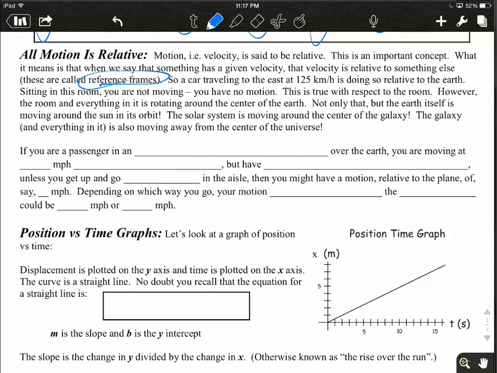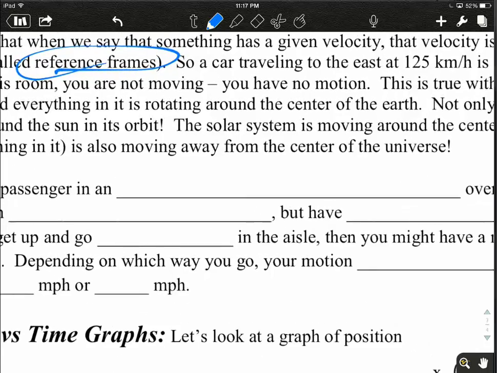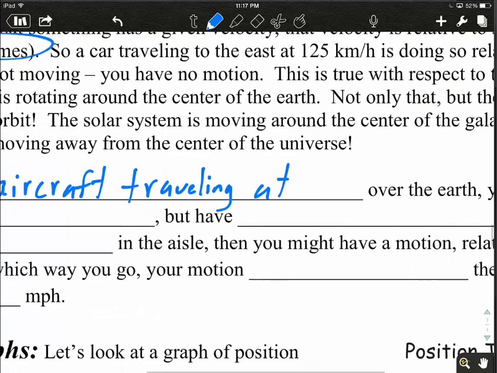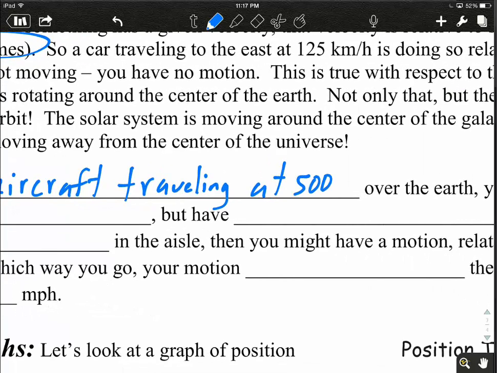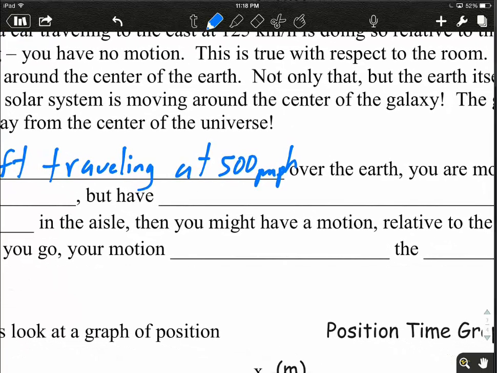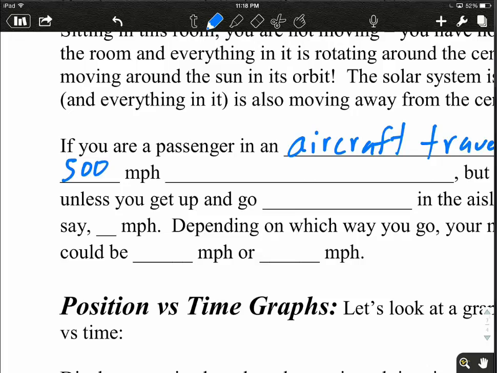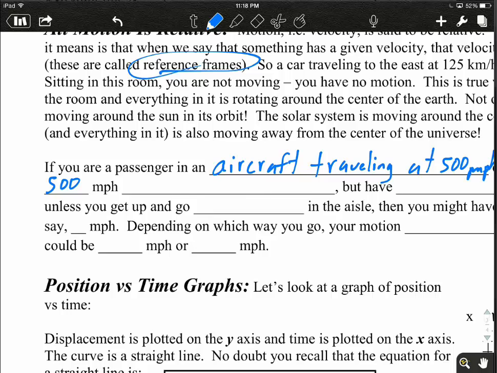So just a little example, right? If you're a passenger in an aircraft and you are traveling over 500 miles per hour over the earth, well, then you're moving at 500 miles per hour, right? That seems to make sense. But you're moving at 500 miles per hour relative to what? You're moving at 500 miles per hour relative to the earth.